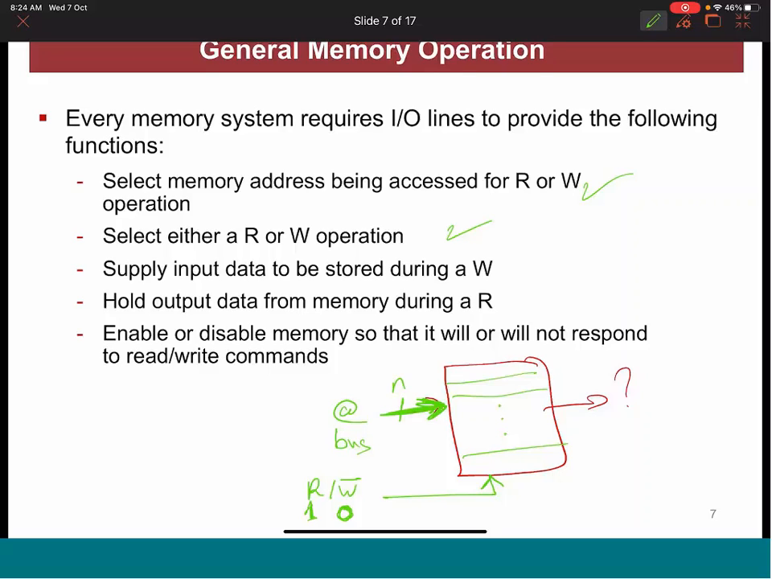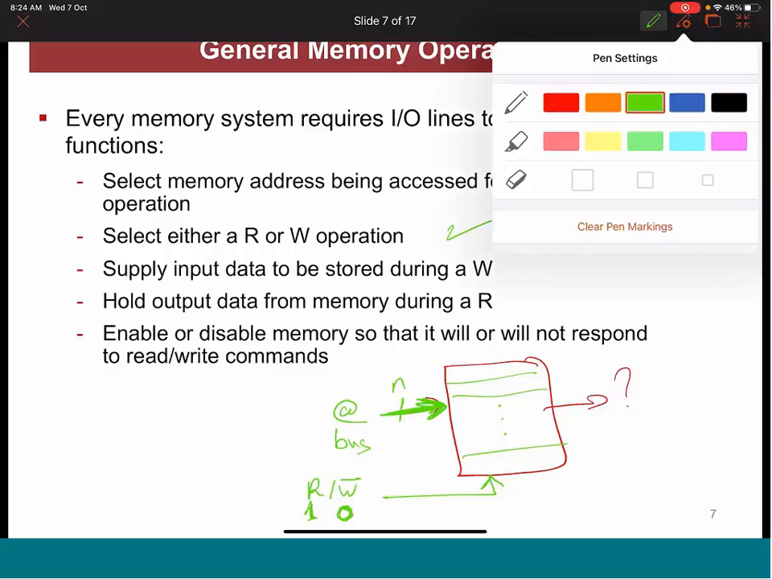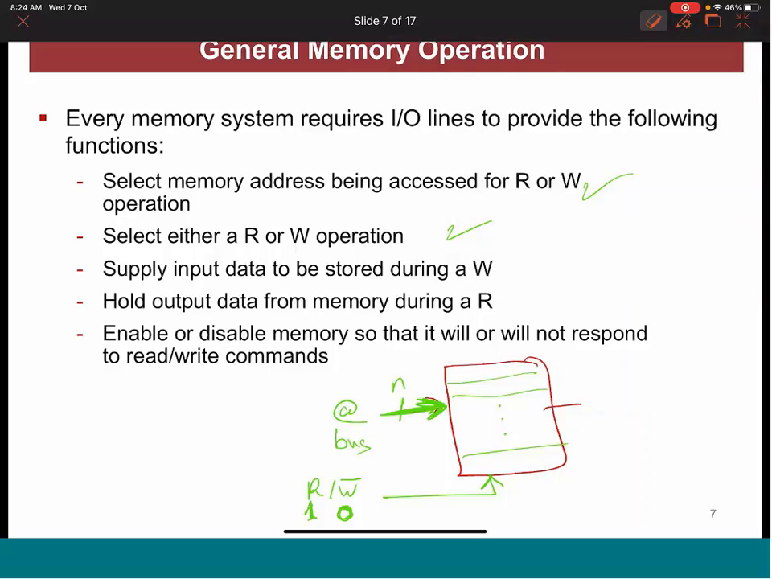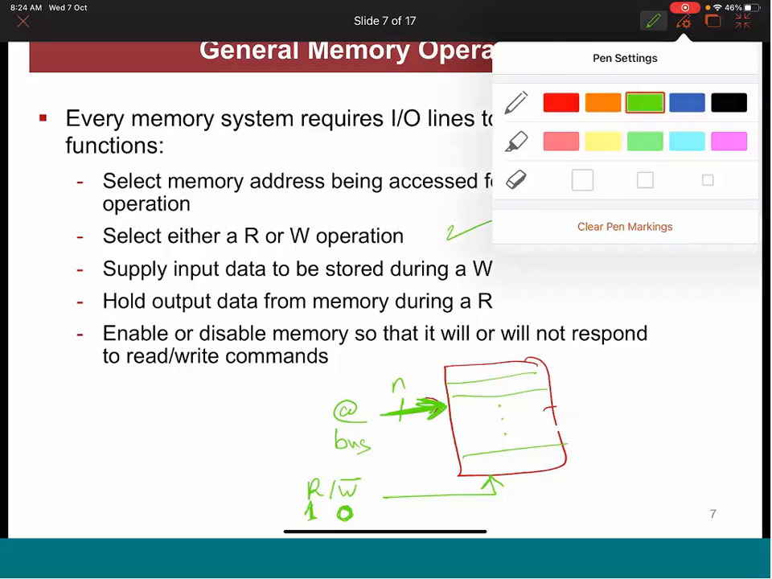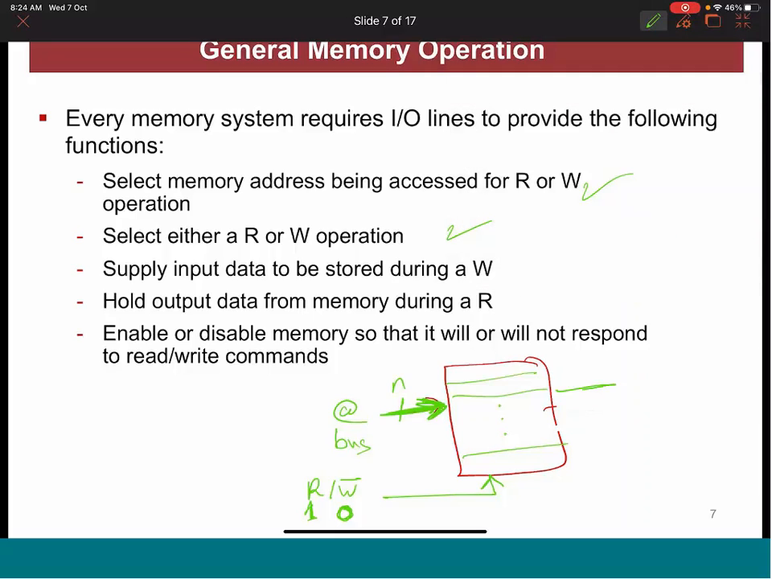We need to supply input data to be stored during a write operation. If I want to write, then I need to specify the data that I want to write, right? So I need a data in, and this is again M. What is M? M is the size of the memory word, right?